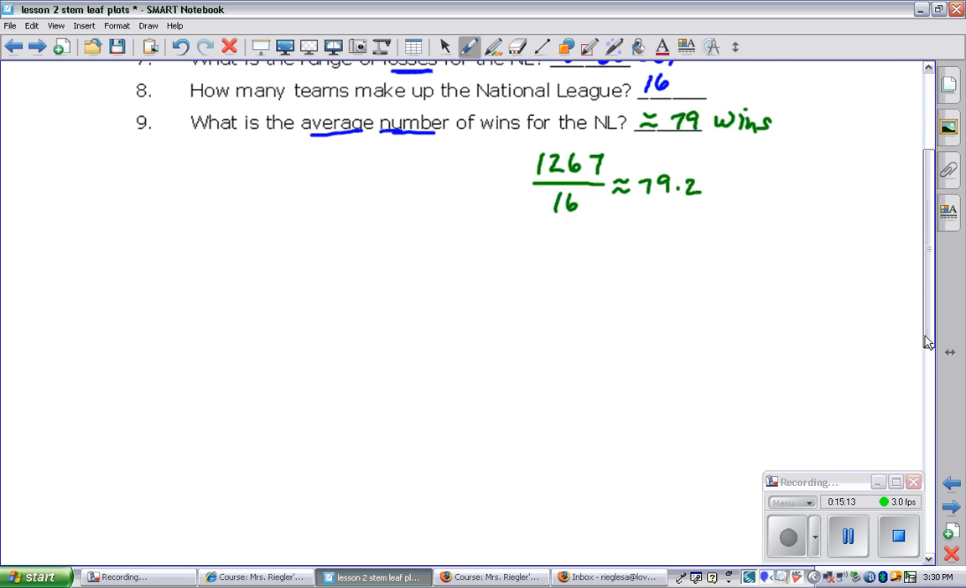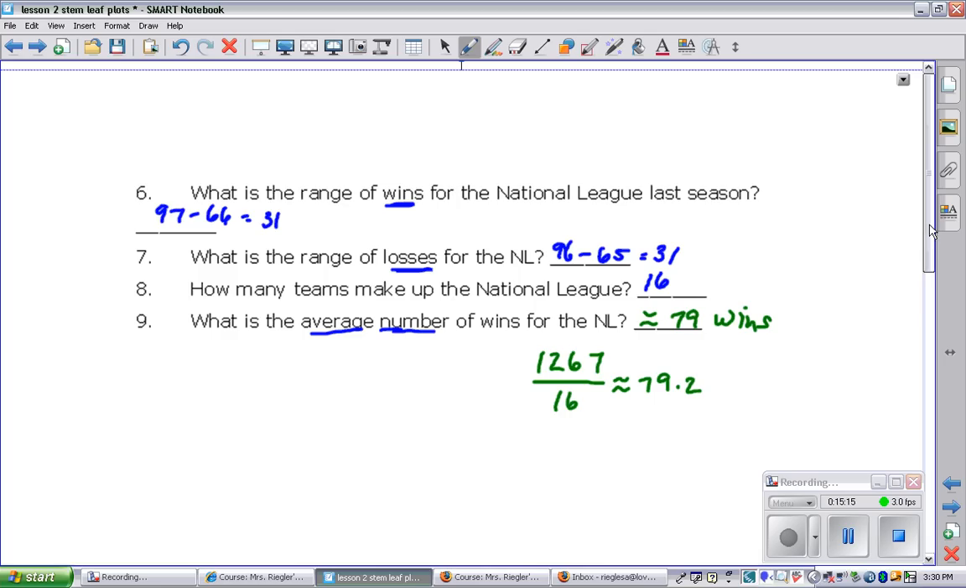So that right there explains the stem and leaf plot. You've seen how to read one, you've seen how to make one, and then you've also seen how to read a back-to-back stem and leaf plot.